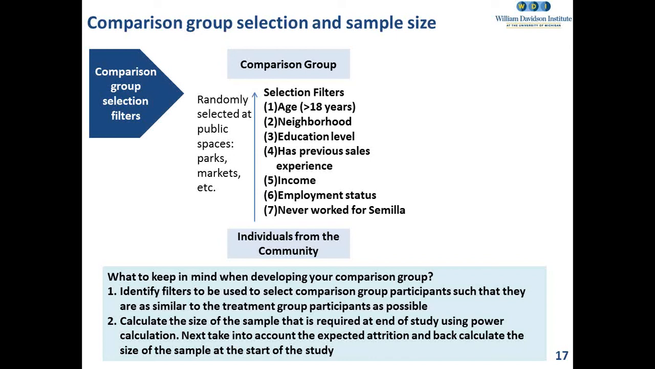Once we had the number of people we needed at endline to be likely to find a change if it existed, we then worked backwards to figure out how many people we need to interview at baseline, given that we wouldn't be able to likely find everyone again at endline due to attrition, since some people may move or maybe don't want to conduct another interview.